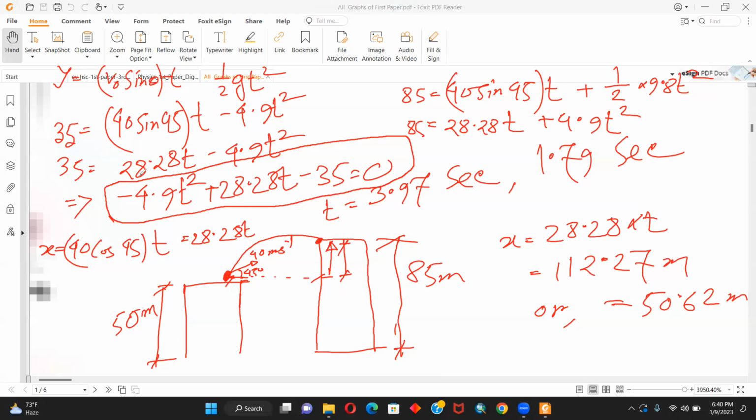I think what could be the case here is, let me explain it physically, in a physics way, not in a mathematical way. Mathematically, it is correct that after 3.97 seconds, it will have a vertical height of 35 meters. Yes, correct. After 1.79 seconds, it will again have a vertical height of 35 meters. Understand my point? Let me repeat again.